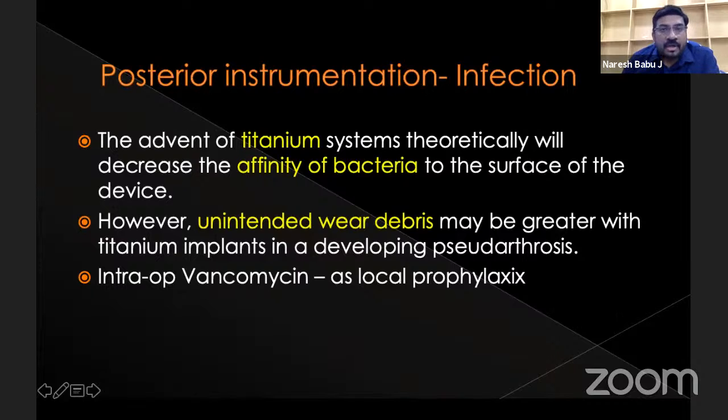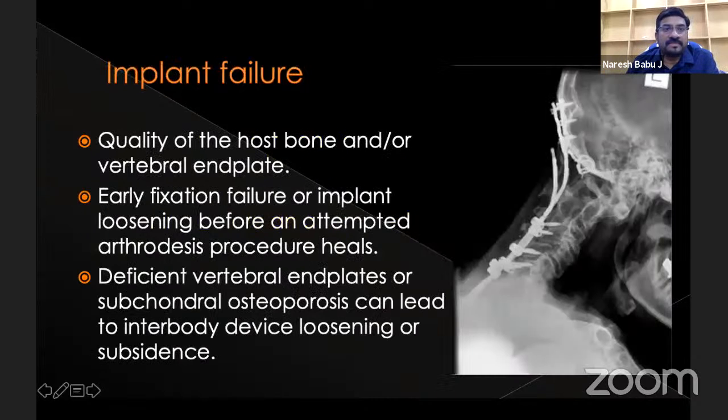The other most common complication of posterior instrumentation is infection. Though with the advent of titanium, theoretically the infection is much less, because the affinity of bacteria to titanium is less compared to stainless steel. There is unintended debris that can develop, and patients can have pseudoarthrosis because of the debris coming in the way of the fusion. One way of avoiding infection following instrumentation is to use intrawound vancomycin, which is strongly proposed for deformity surgeries nowadays. This can be used as a local prophylaxis.